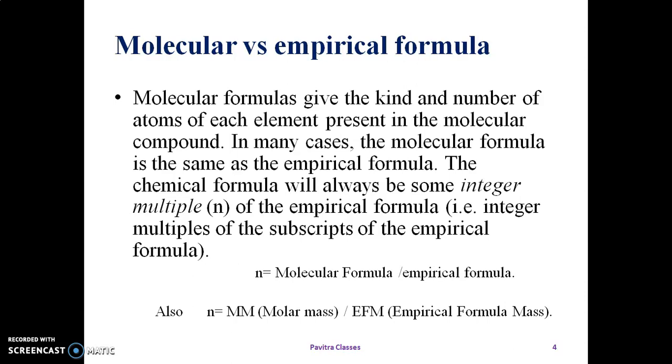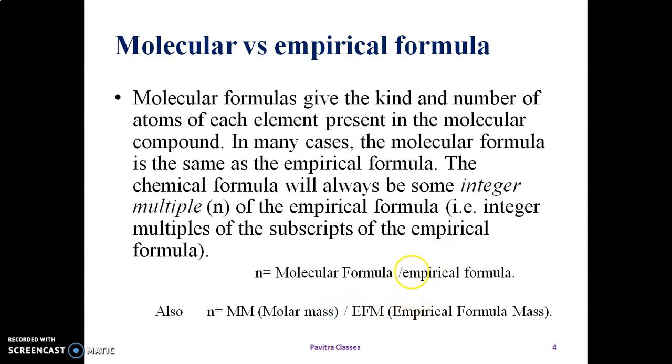So how can you convert the empirical formula into the molecular formula? The chemical formula will always be an integer multiple of the empirical formula. So identifying the integer multiple of the empirical formula, once it is understood, you can convert the empirical formula to the molecular formula. So this is the calculation formula.